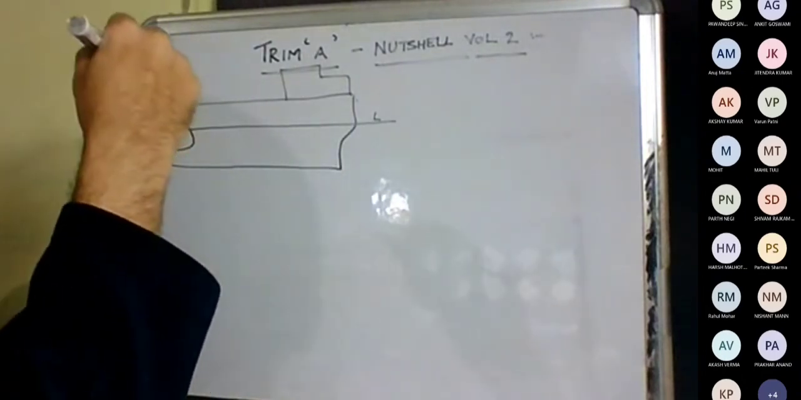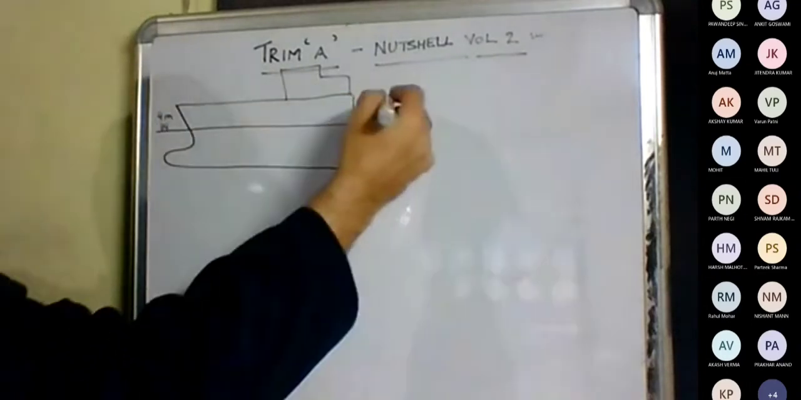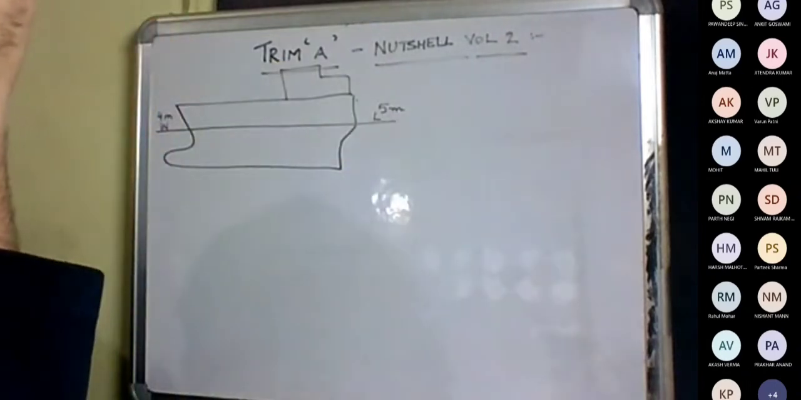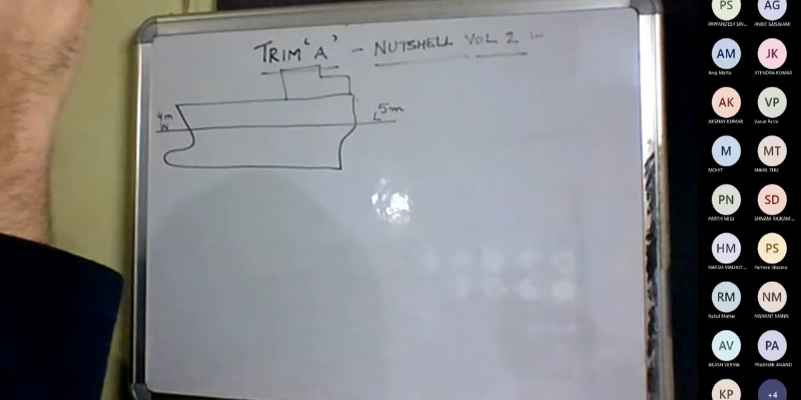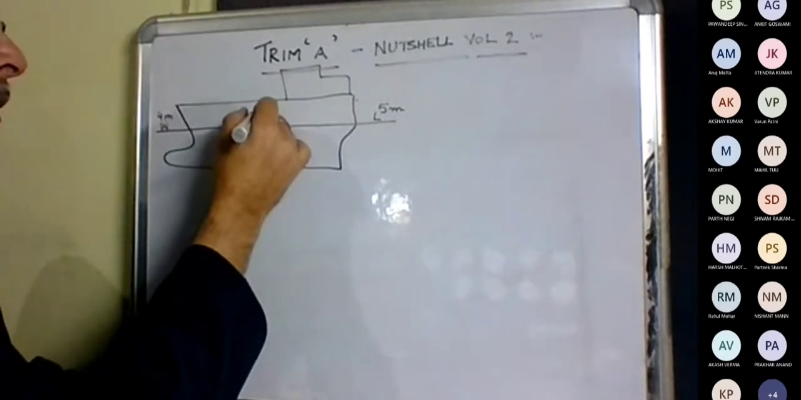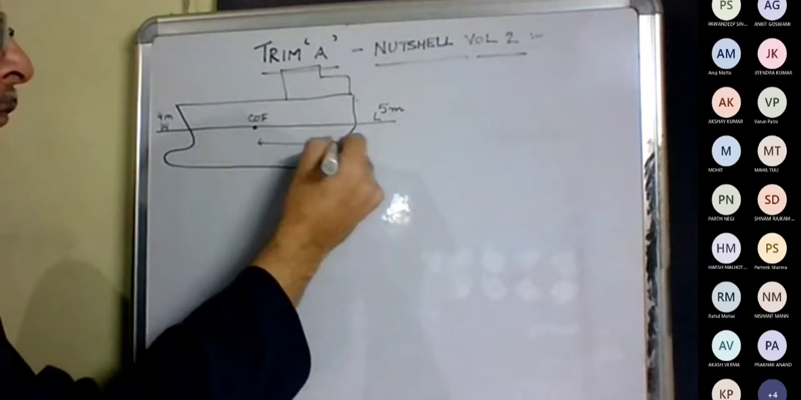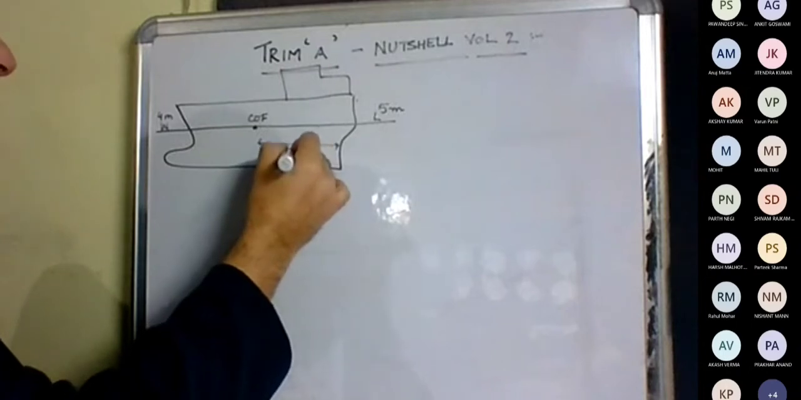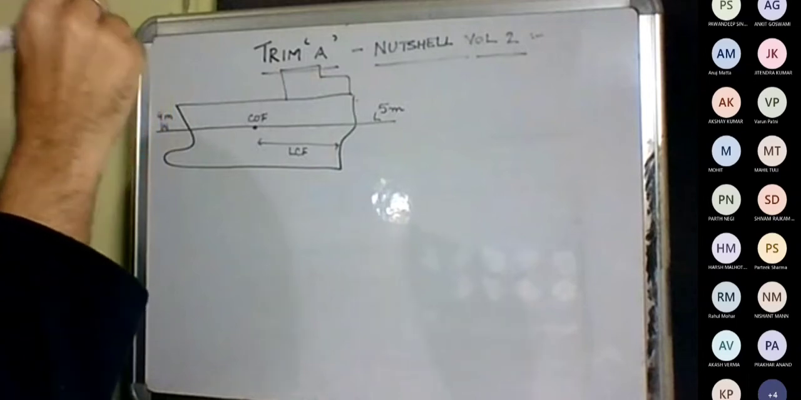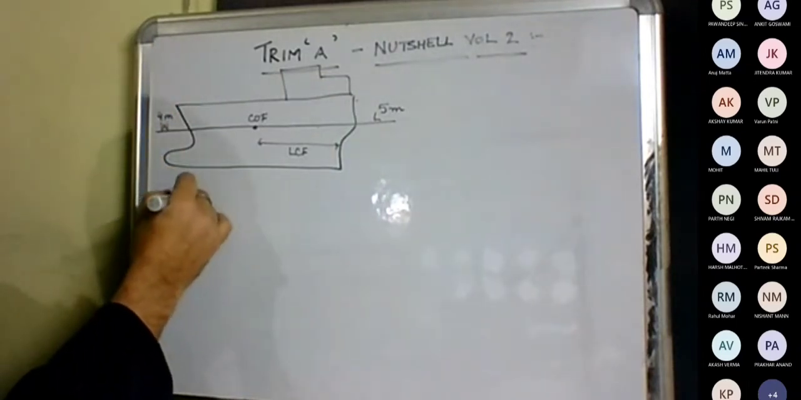Let's say the vessel is floating at a draft forward of 4 meters and aft of 5 meters. And the first point that we talk about is center of rotation.